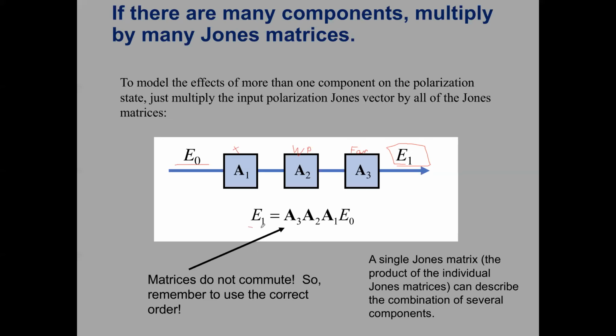In order to get the correct output polarization, you start with your input polarization Jones vector, and then you multiply on the left by the matrices in the order the light hits the devices. We hit A1 first, so that's the first matrix we multiply by. Then we hit device A2, so that's the second one. Then we hit device A3. So in effect, the order in which you hit devices, you have to multiply by the matrices in the reverse order. You multiply on the left always by these matrices.